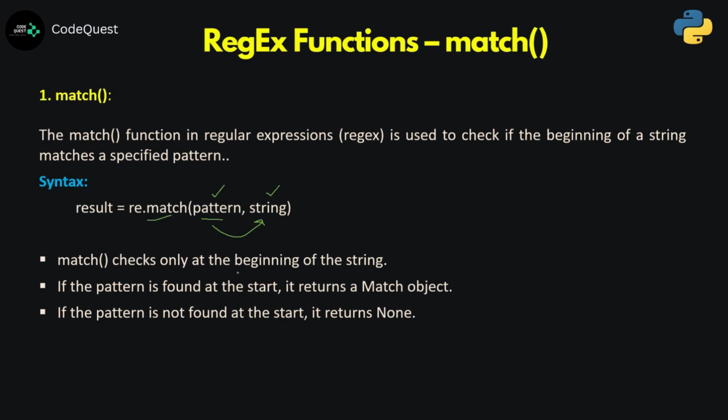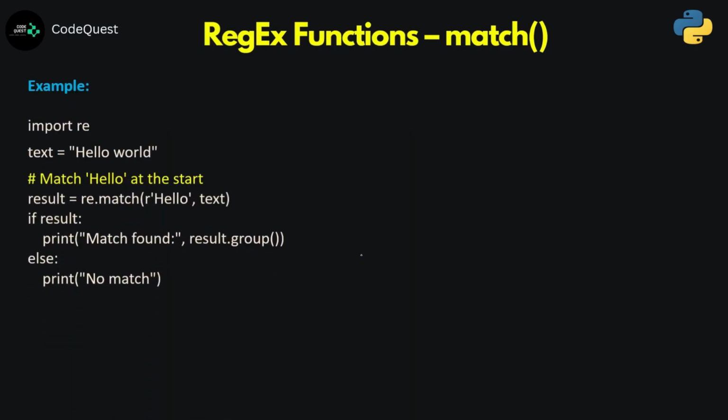Now, but it has to be at the beginning. So this pattern must be present at the beginning of the string. So if it is present, then only the match object will return. Otherwise, it is going to return none object. Now let's see this example.